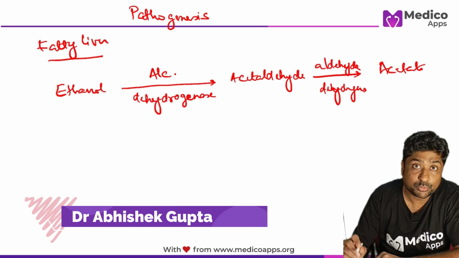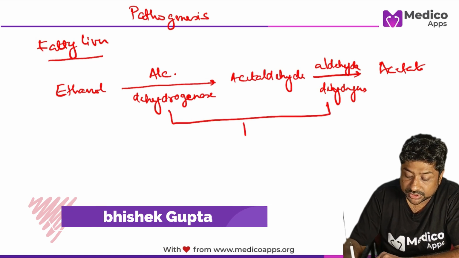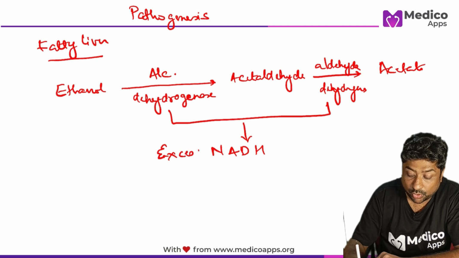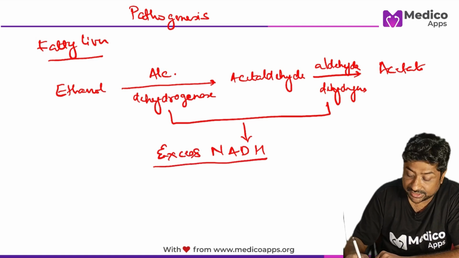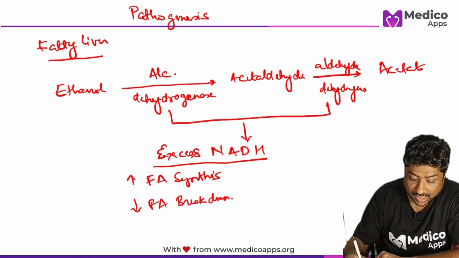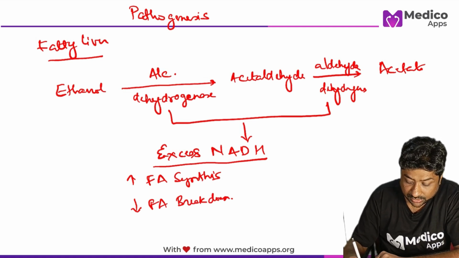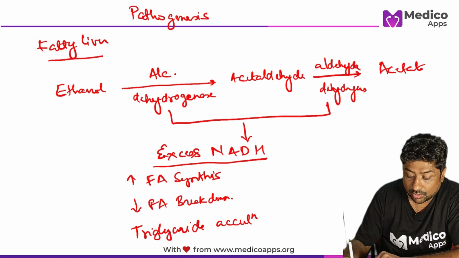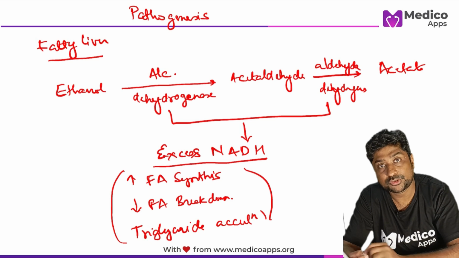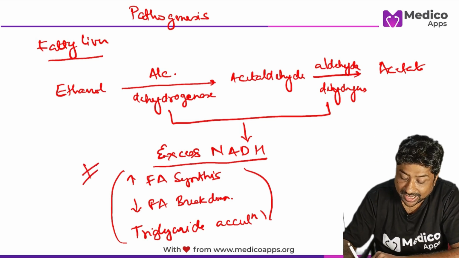There are a few things I'm going to mention. First of all, both these dehydrogenases mean removal of hydrogen, so this will lead to excess production of NADH. We all know from our biochemistry that excess NADH will increase fatty acid synthesis, decrease fatty acid breakdown, and also lead to triglyceride accumulation. All these three lead to reversible deposition of fat in the hepatocytes. So this is the mechanism of fatty liver.